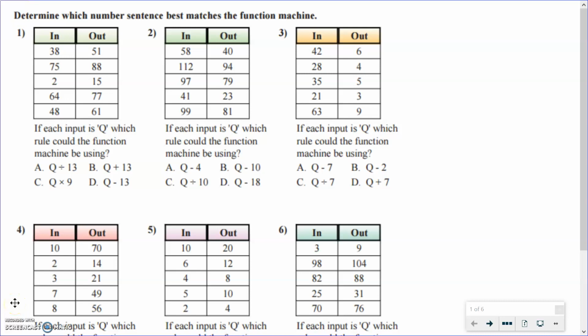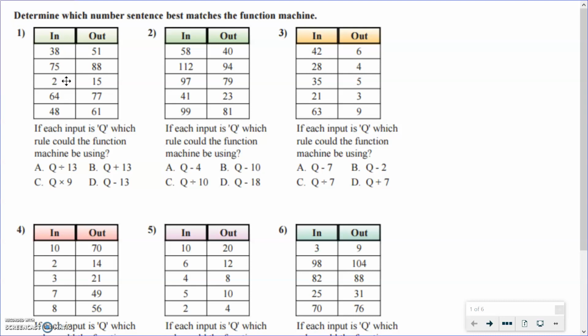Yesterday we talked about linear versus nonlinear functions and how you can identify that from a table or from a graph. And today we're going to talk about the actual function rules to get from the input to the output. So to begin with, we're just going to look at some tables and see what we can observe. These all are multiple choice, and you're going to be looking at which one could be the rule for each function. So in this case, we have 38 to 51, 75 to 88, input of 2 to 15.